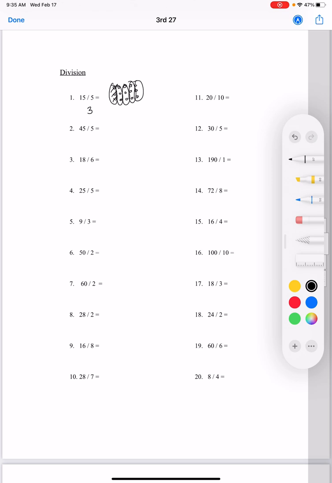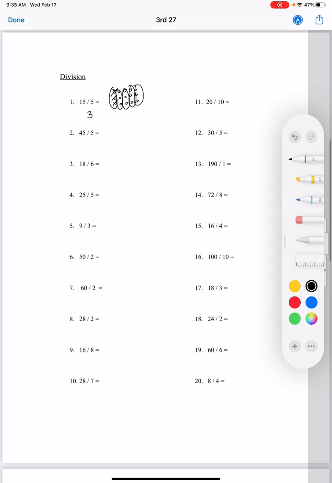Same for 45, you can do the same thing. It might be a little longer, or you can just do, actually long division won't really help you. You can think 5 times what would equal 45, and we know that 5 times 9 equals 45, so the answer is 9. 18 divided by 6 is 2, 25 divided by 5 is 5, 9 divided by 3 is 3.